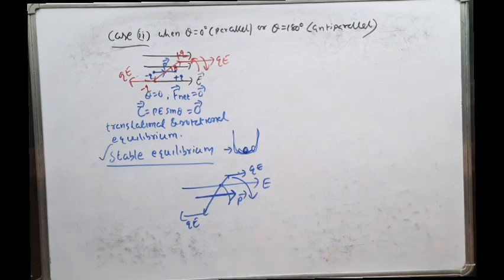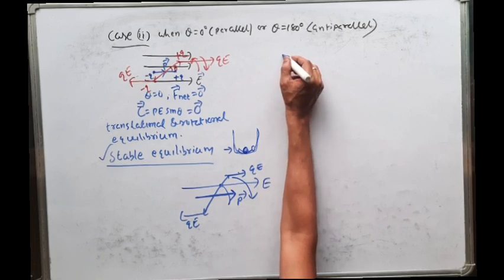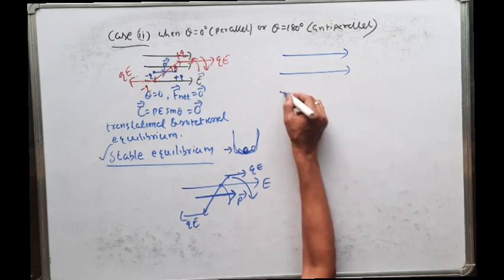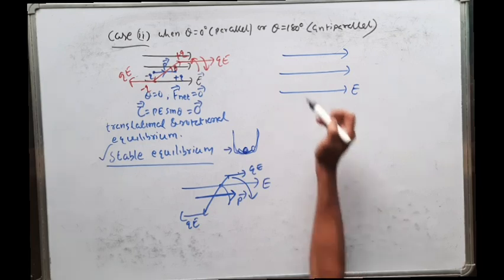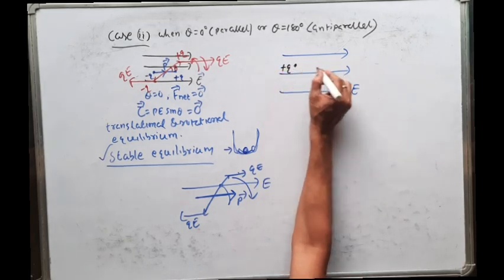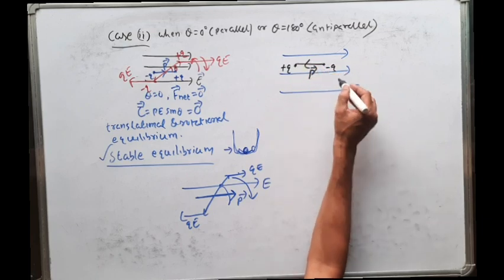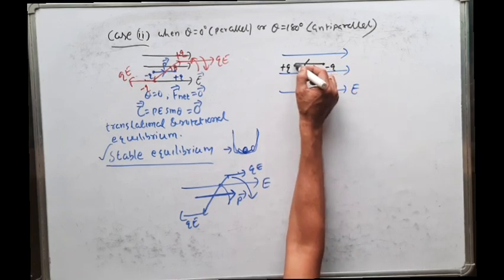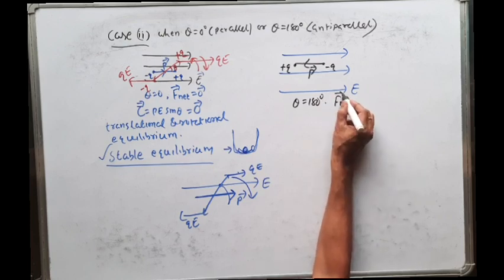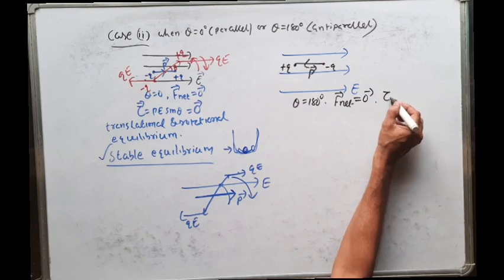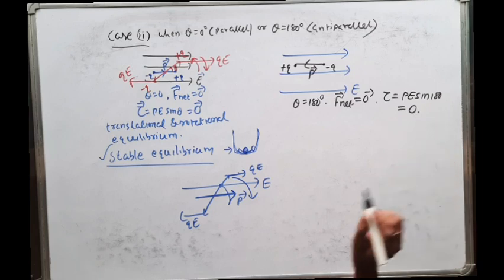Next, when theta is equal to 180 degree, what will happen? Suppose this is the direction of the electric field and you take a dipole. Let us say this is plus q, this is minus q. This is your dipole moment vector. Here electric field is towards right, dipole moment is towards left, theta is equal to 180 degree. So here net force is again always 0. Then what is torque? Torque is equal to pE sin theta. Theta is equal to 180, so again torque is equal to 0.